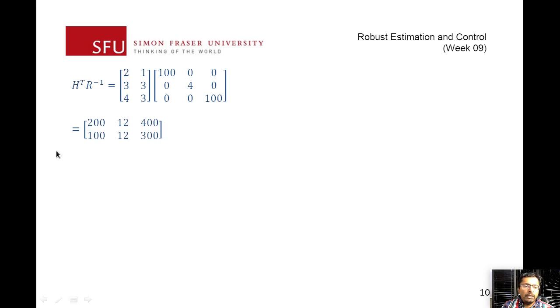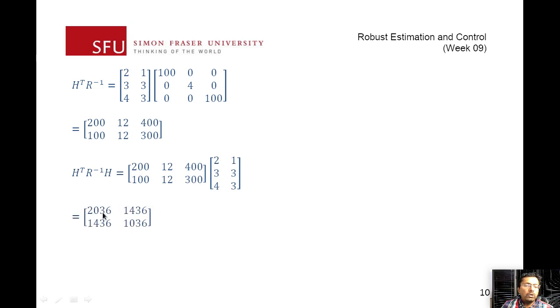So if we multiply that out, I get 200, 12, 400, 100, 12, 300. So then we multiply this by H. So this is what we get. So we multiply this out and then we get 2036, 1436, 1436, 1036.